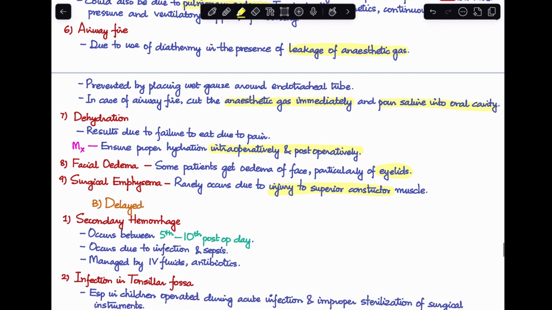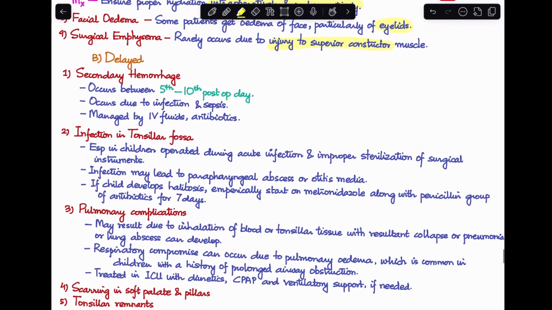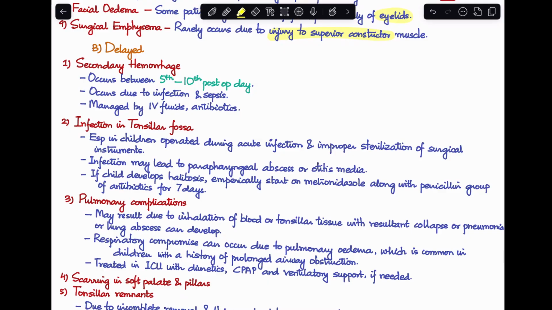Next, let's talk about the delayed complications of tonsillectomy. Starting with secondary hemorrhage. Now, secondary hemorrhage is the hemorrhage which is occurring between 5th to 10th post-operative day. And the likely cause over here is usually sepsis or infection. So, this can be managed with the help of IV fluids and antibiotics. Sometimes even blood transfusion may be required.